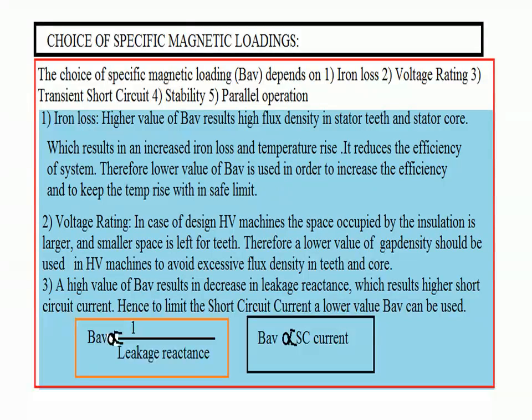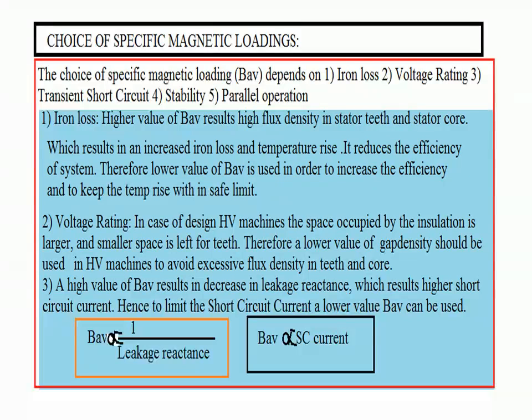Higher value of B average, that is specific magnetic loading, results in high flux density in stator teeth and stator core, which results in increased iron loss and also temperature rise. Definitely it will affect the efficiency of the system. Hence, what is the choice? Therefore, a lower value of B average is used in order to increase the efficiency and to keep the temperature rise within safe limit. Hence, its higher value is limited by the temperature rise.